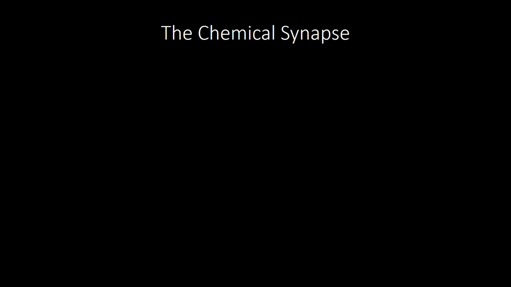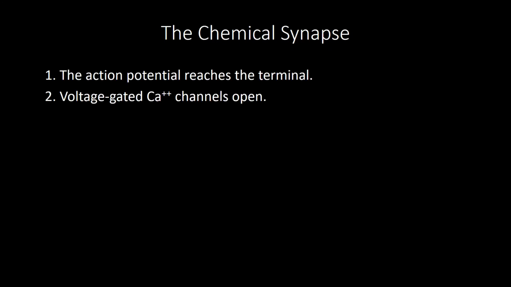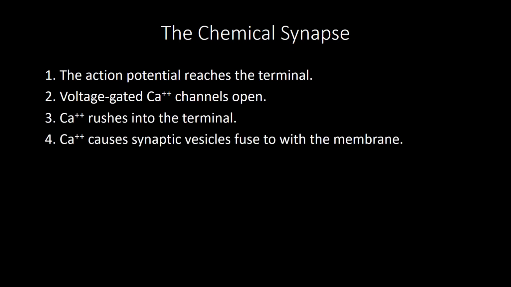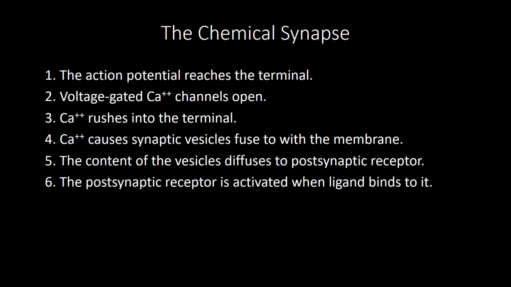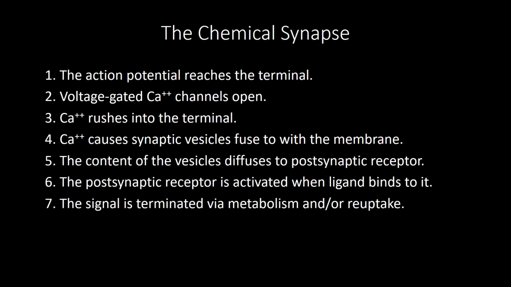So again, with the chemical synapse, an action potential reaches a terminal. Voltage-gated calcium channels open, calcium comes into the cell. Calcium causes those vesicles to fuse with the membrane and release neurotransmitter. The content of the vesicle then diffuses to the postsynaptic receptor where it's going to have an effect. We want to terminate the signal at some point, so my chemical is either broken down by metabolism or taken back up into the presynaptic terminal.